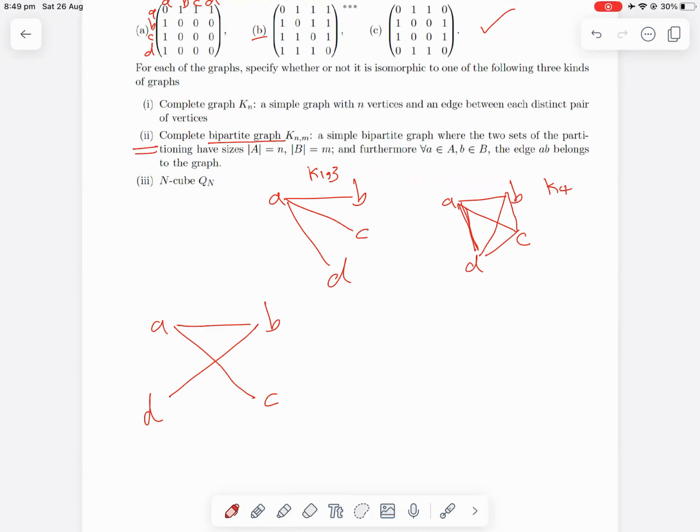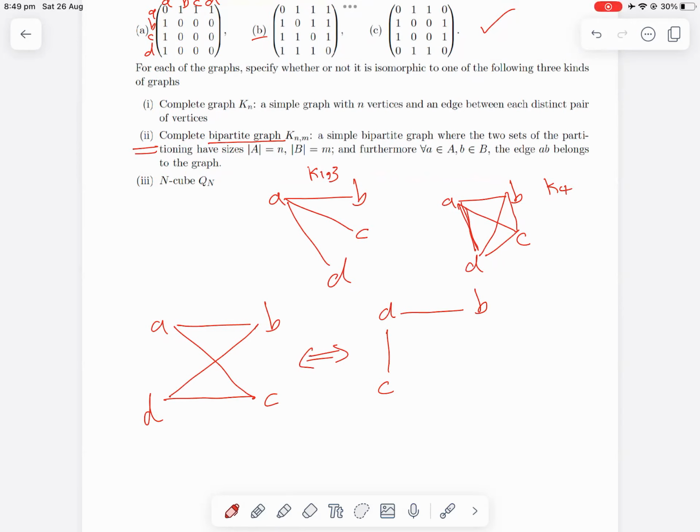Okay, so the other one is C to A, yes, C to D, and about the D, D to B, D to C. So can I flip this one? A, C, B. So I want to write this one like this.